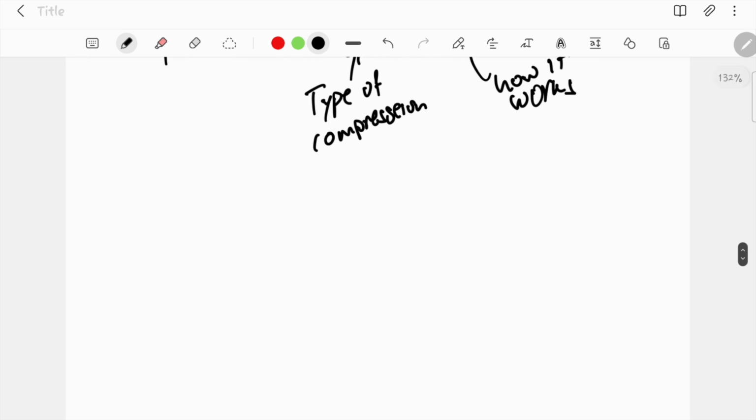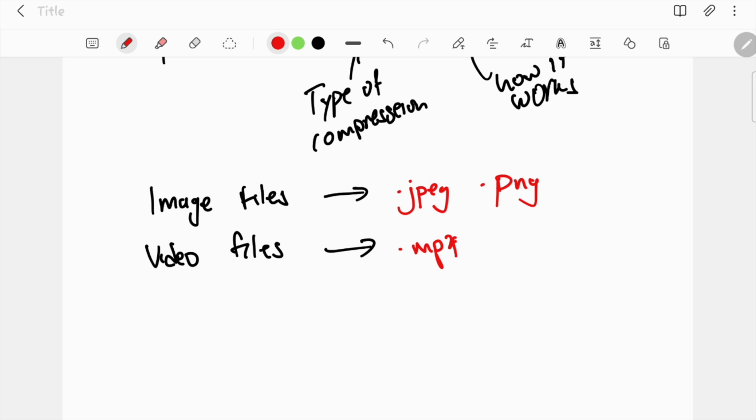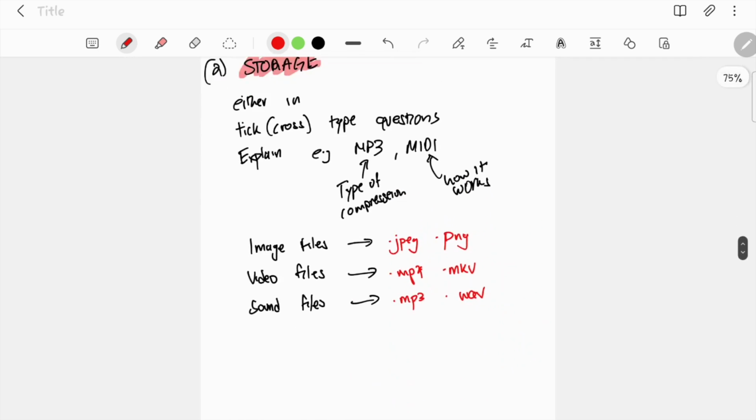You need to look at the fact that we have image files. Okay, we have image files. Now image files, we have .jpeg, .png, stuff like that. Then we have the video files. Now for video files, we have .mp4, that's the main one. We have .mkv, but you don't need to know that. It's good to know a few more. Then we have sound files or audio files. We of course have .mp3, we have .wav. Those are just some examples that I'm quickly giving.